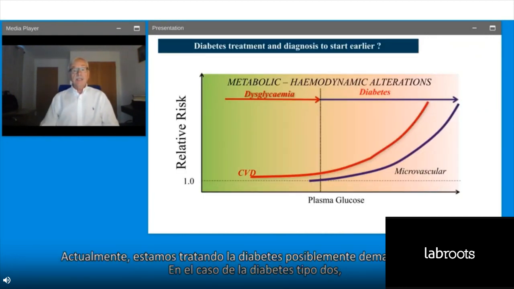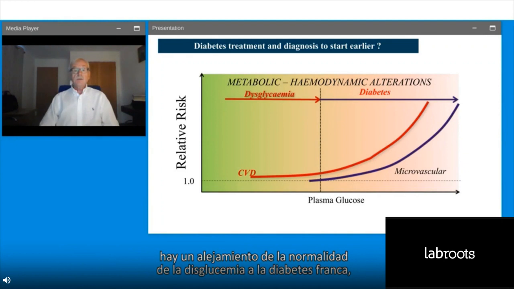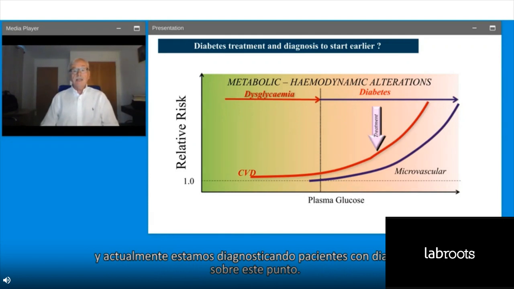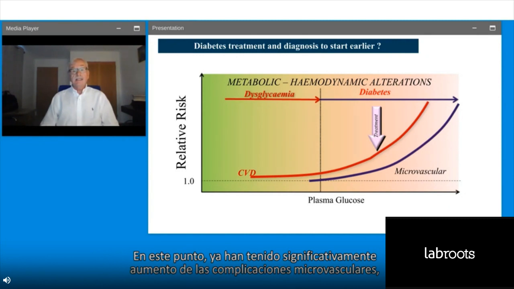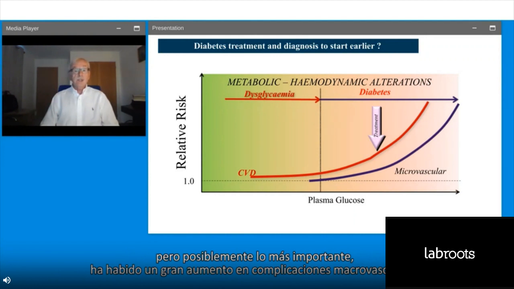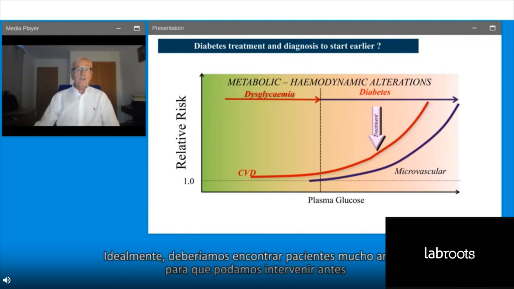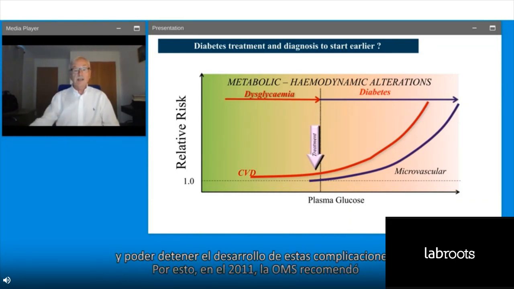Currently, we are treating diabetes possibly too late. This is type 2 diabetes. There's a move away from normality through dysglycemia into frank diabetes. And we're currently diagnosing patients with diabetes at about this point. At this point, they've already significantly had an increase in microvascular complications, but possibly more importantly, there's been a huge increase in macrovascular complications. Ideally, we should be finding patients far earlier so we can intervene earlier and hopefully stop development of these complications.